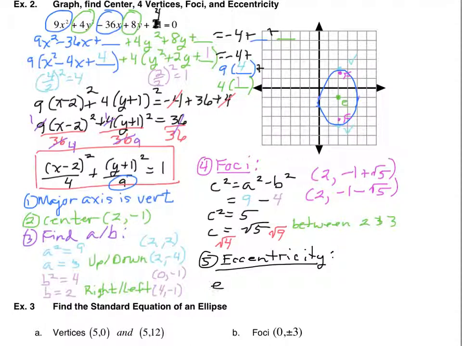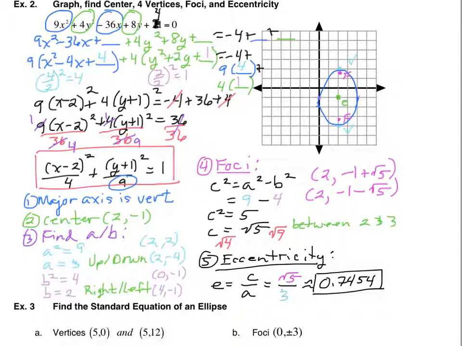So eccentricity is equal to C divided by A. So my C, we found, was the square root of 5. And our A, we found earlier, was 3. So you're going to have to use your calculator and just divide the square root of 5 by 3. And actually, it turns out to be an approximation. And the reason why is I want to be able to compare this to our last eccentricity. And so this turns out to be about 0.7454.